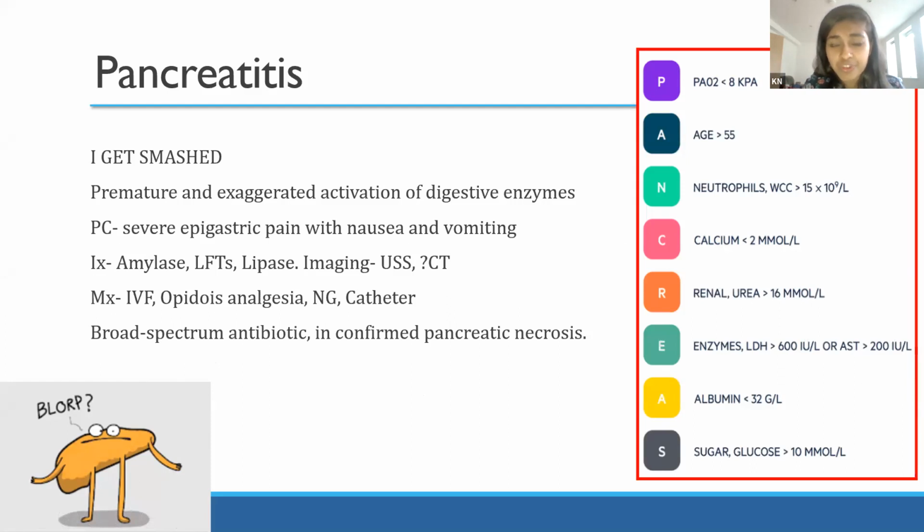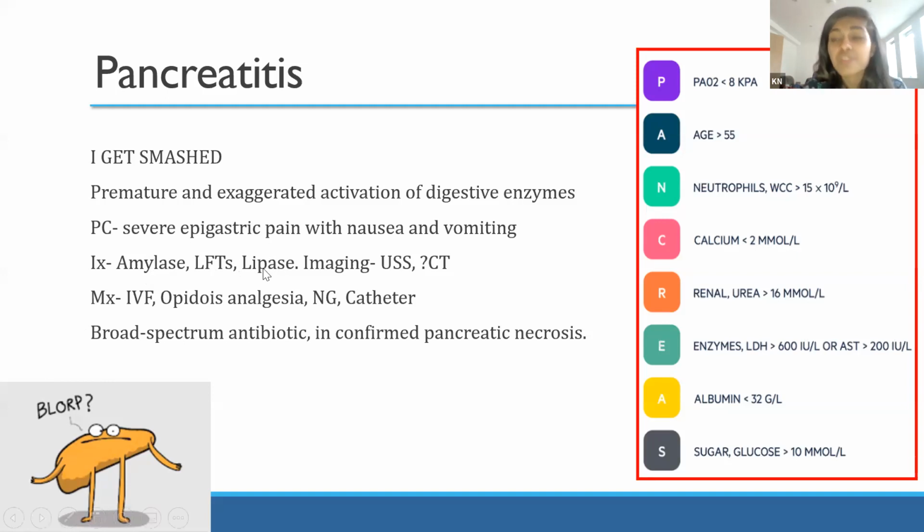But essentially, it's exaggerated activation of digestive enzymes in the pancreas. And what you're going to see is severe epigastric pain, sometimes radiating to the back, nausea and vomiting. They present in a lot of pain. Generally, their lactate will be slightly elevated. And the big investigations you want to do are amylase, the LFTs, and the lipase. Amylase because that's what's most commonly done. An amylase more than 3 times the upper limit of normal or greater than 1,000 would suggest pancreatitis.